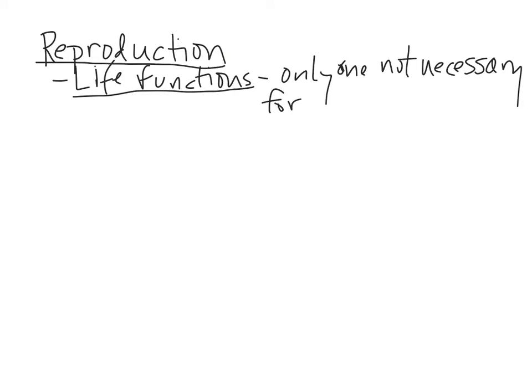So if an organism is not carrying out regulation, so it's not maintaining homeostasis, there's a good possibility that that organism will die. If it's not transporting materials, it will die. If it's not carrying out respiration and producing usable energy, it will die. But reproduction is not necessary for survival. However, it is a life function because only living things can reproduce according to our definition of life.